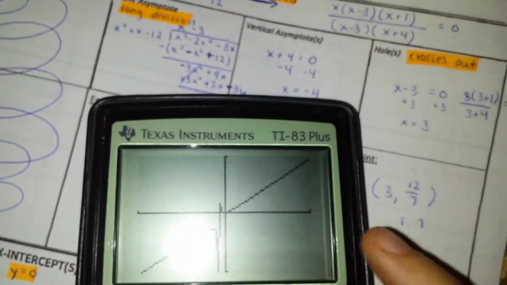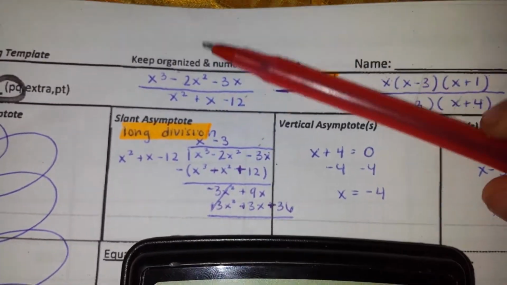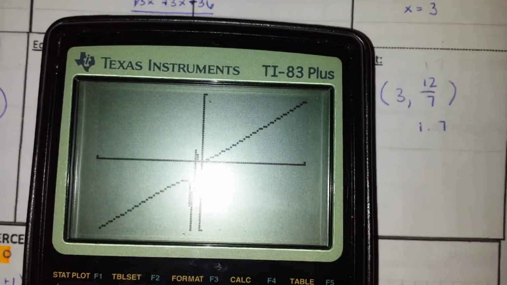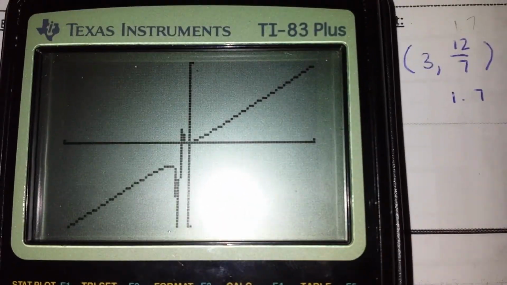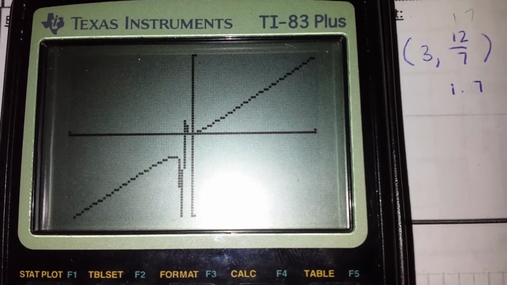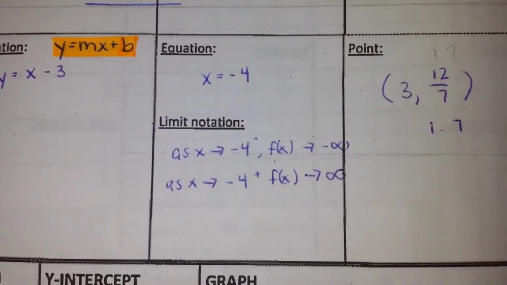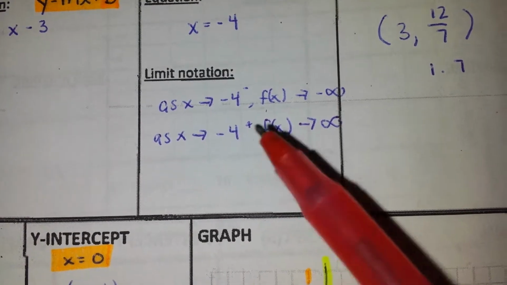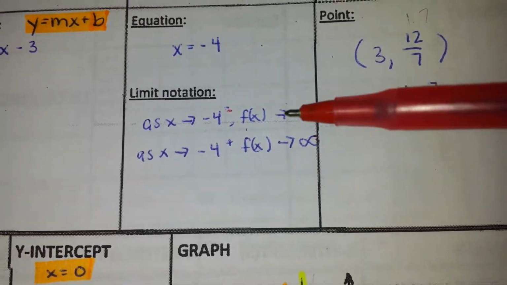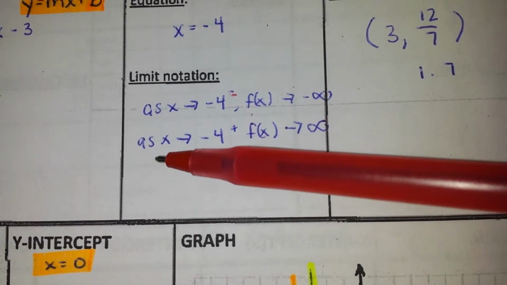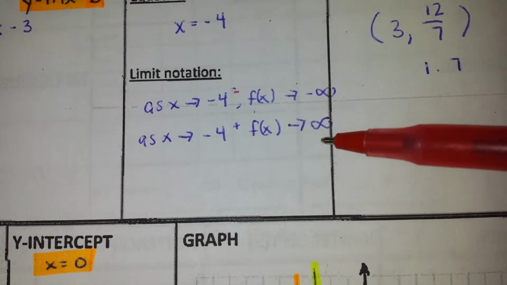And if you plug the original equation into the calculator, with parentheses, you should get something that looks like this. I know it looks funky, but on a different calculator, maybe one of the more high-tech ones, it should look different. But this is what this calculator showed, which basically just means as x approaches negative 4 from the left, f of x approaches negative infinity. As x approaches negative 4 from the right, f of x approaches infinity.